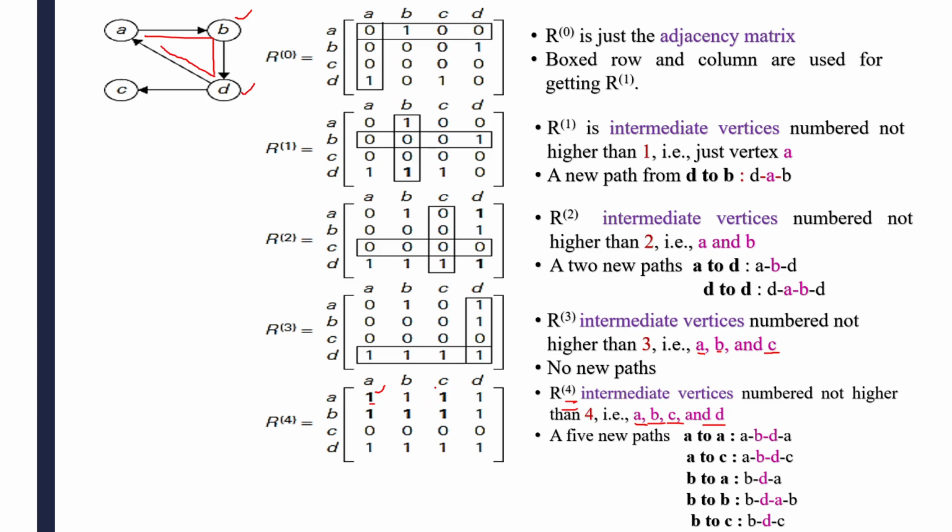In the same way, A to C. Earlier A to C, there is no path, but with the help of B and D as the intermediate nodes, I'll get the path here. A to B, B to D, and D to C here. So that's why it is 1 now. And D, you have already got by taking B only as the intermediate node here.